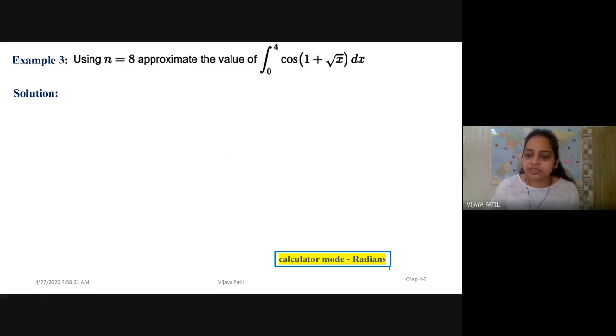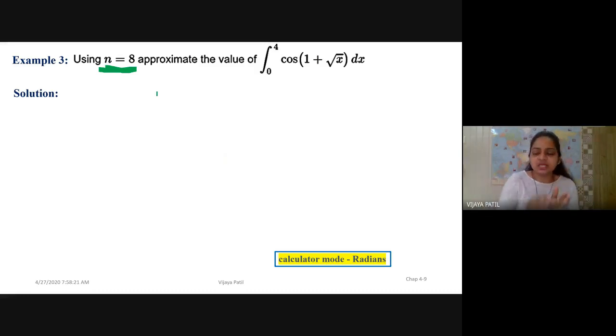Again, I have kept the calculator mode as radian here. But here, what is the change? The change is n equals to 8. So most of the time, they'll ask us to find out the interval. And otherwise, if it's not given, you can just go ahead with n equals to 6 as a standard, so that we will be getting the answers faster, and our calculations won't be so long here.